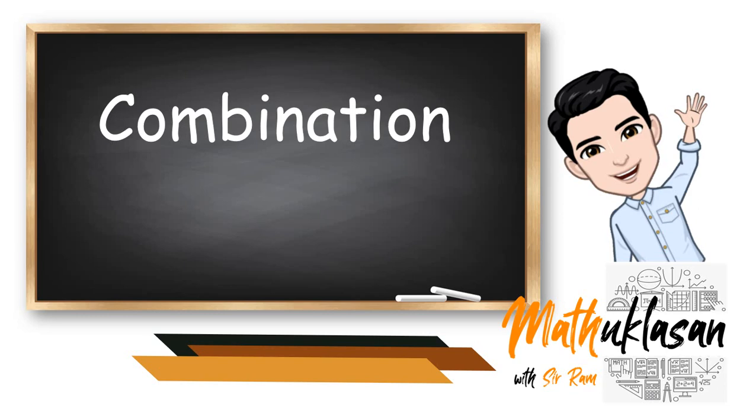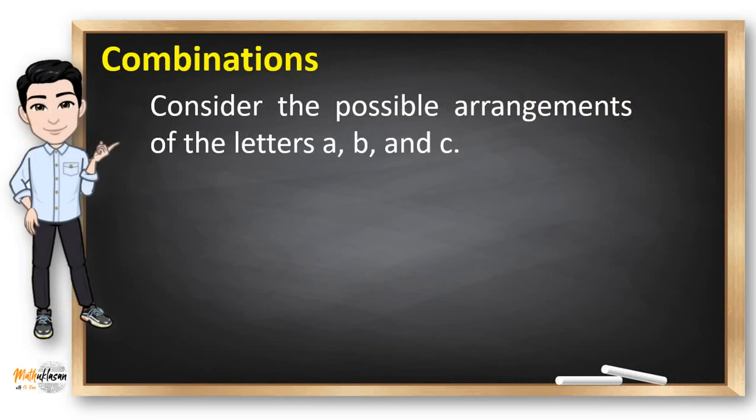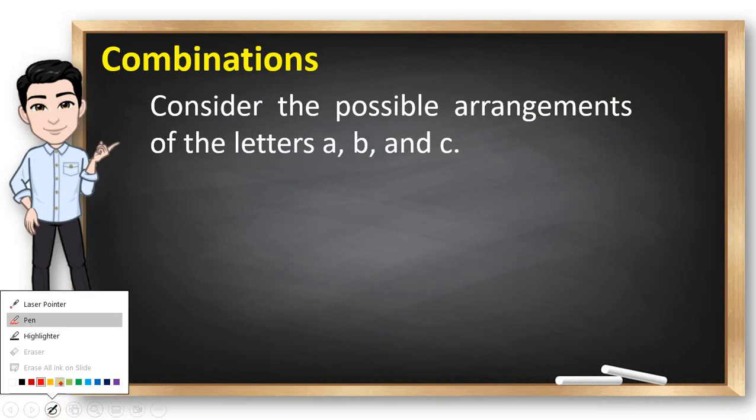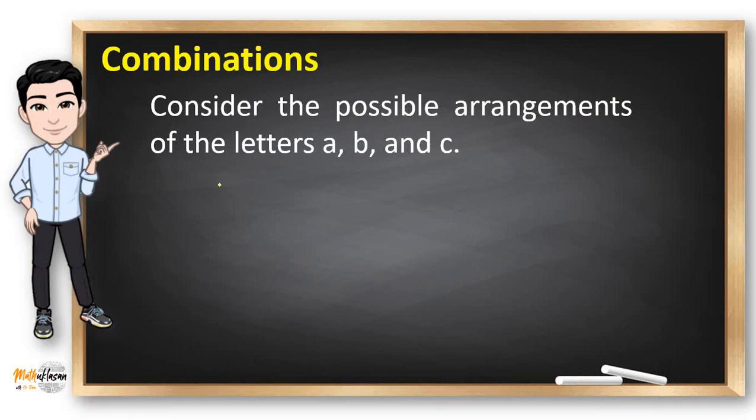In this video, we will talk about combination. Let us consider the possible arrangements of the letters A, B, and C. If we were going to consider different arrangements, we could have ABC, ACB, BAC, BCA, CAB, and CBA.